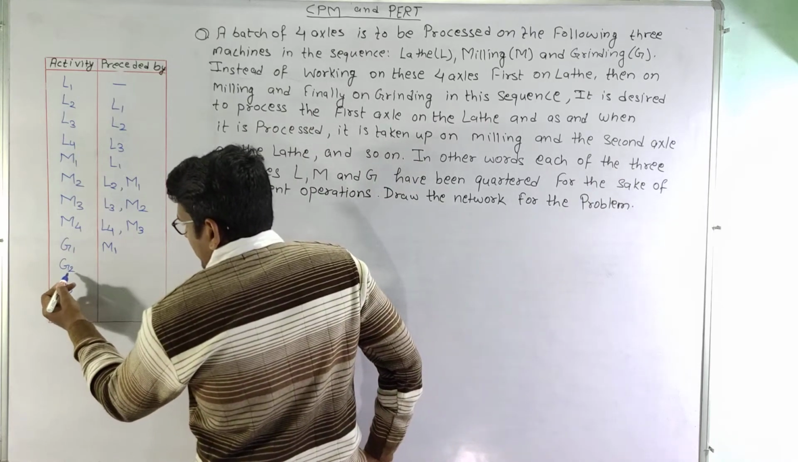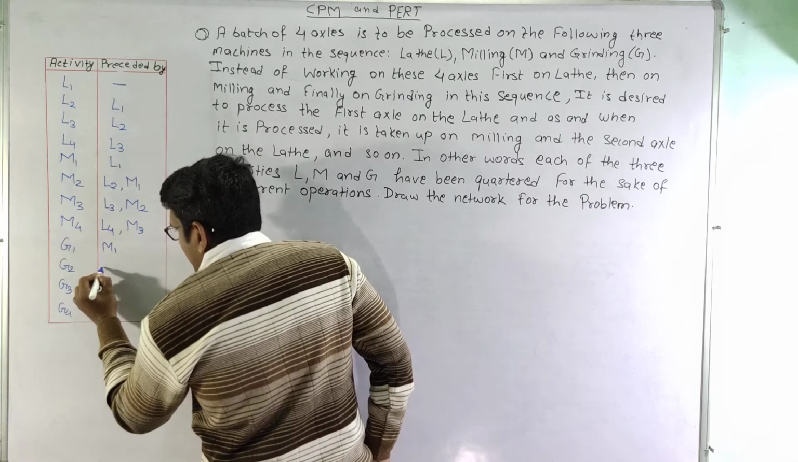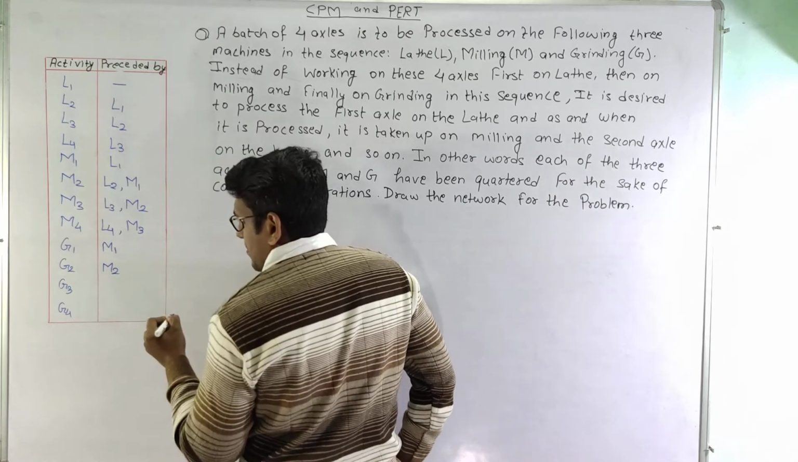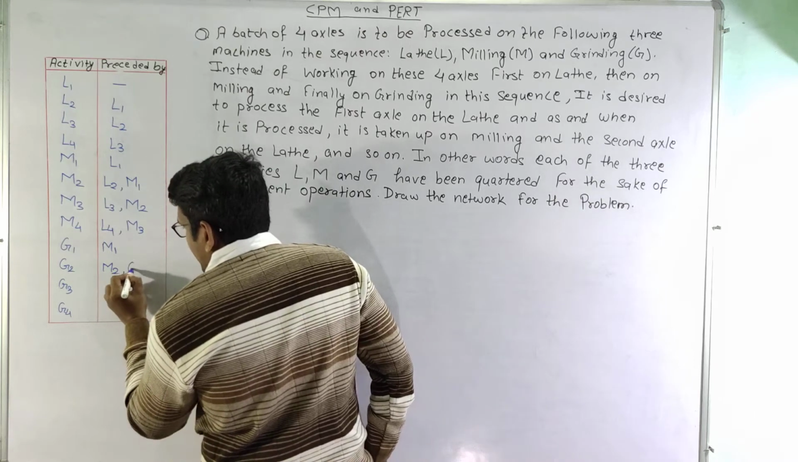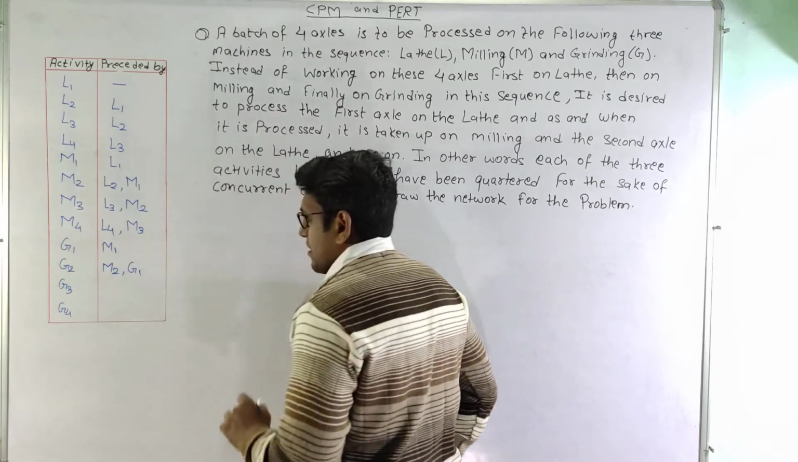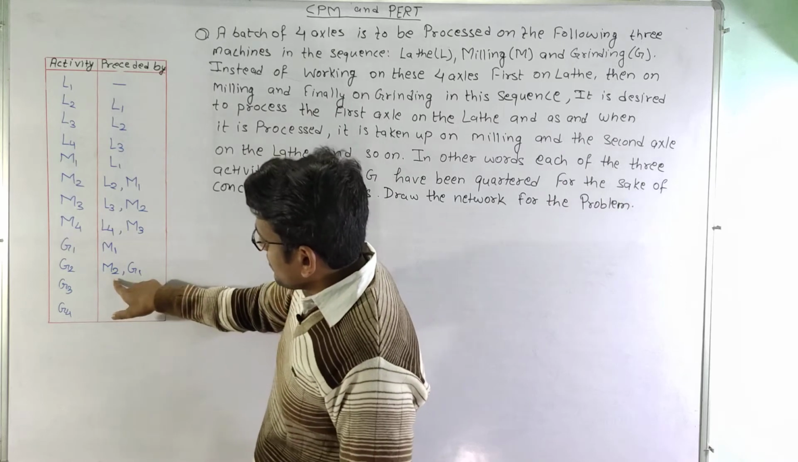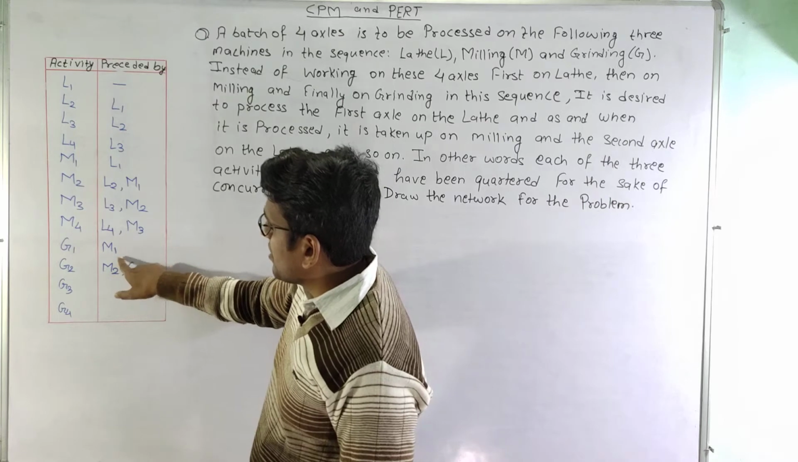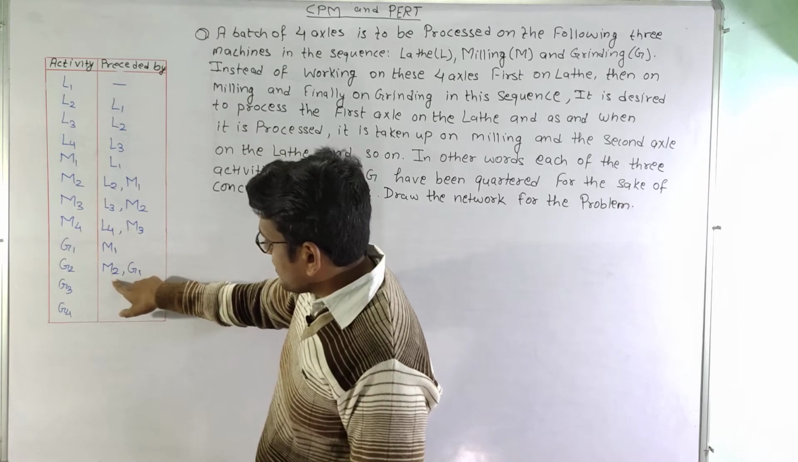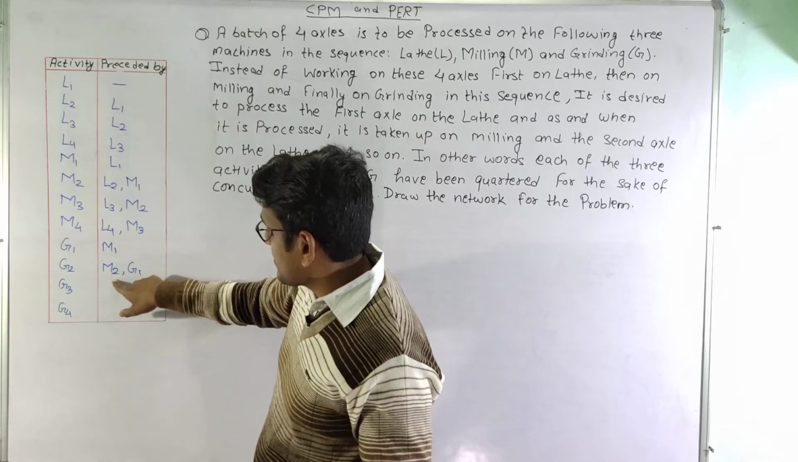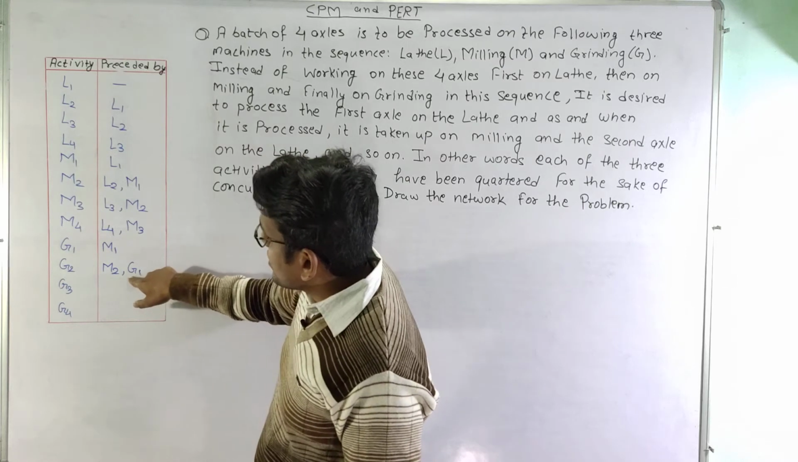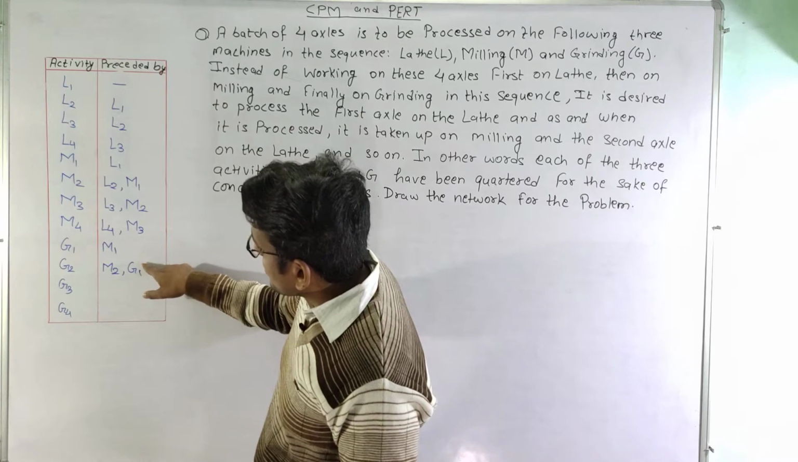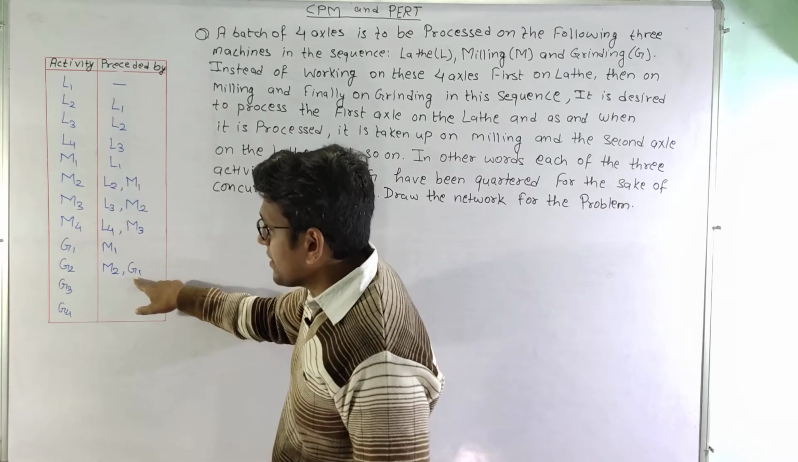Now for the grinding operation on the second axle, we need to complete the milling operation of the second axle as well as the grinding operation for the first axle, because we can only start processing of axle 2 when the milling process is completed, as well as at the same point of time the grinding machine has to be free. That means the grinding processing of the first axle has to be completed.